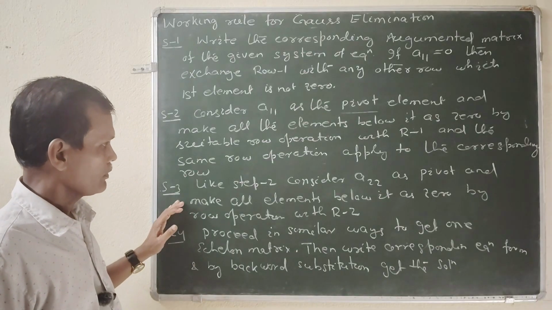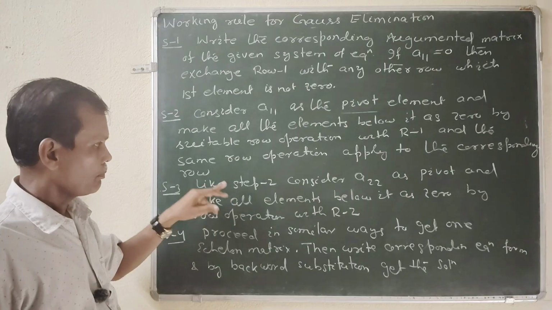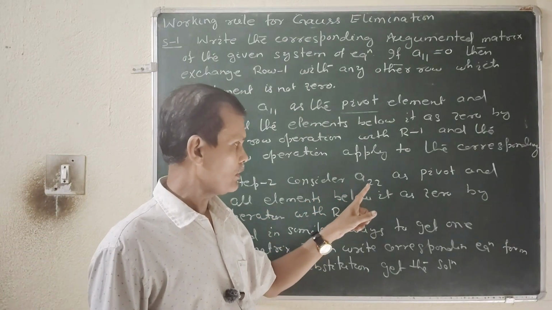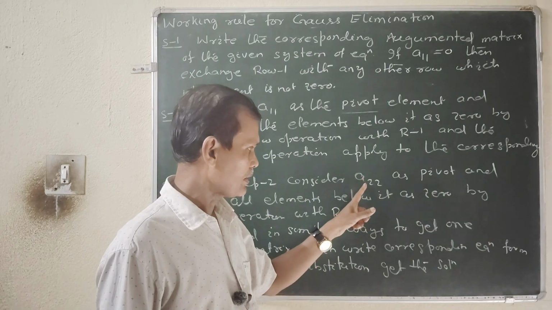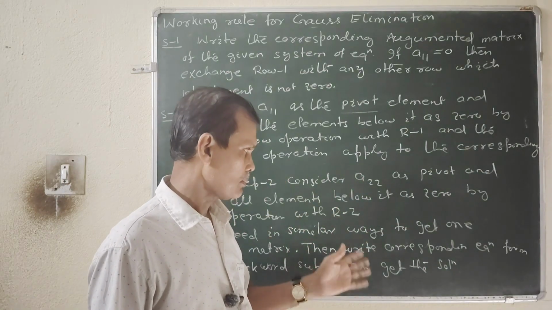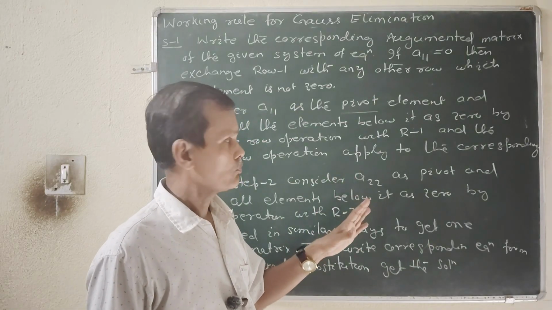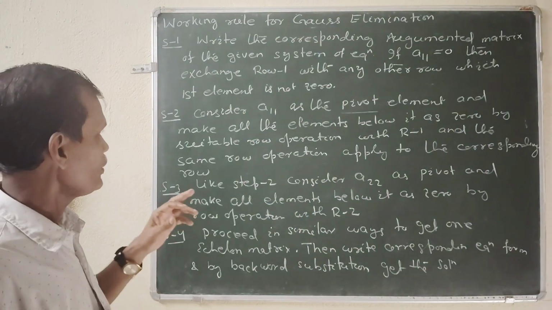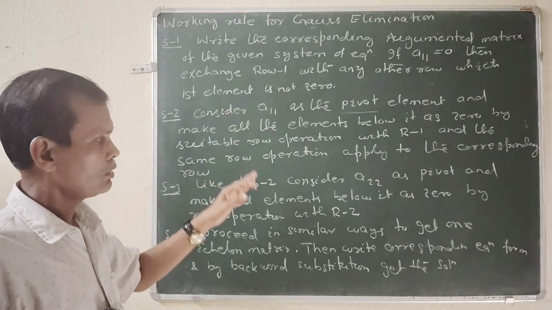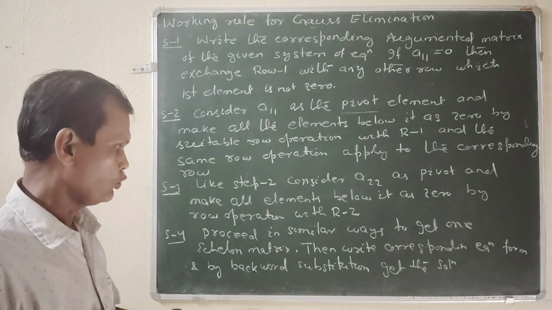Then step 3. Like step 2, we do step 3 by considering A22 as the pivot element. When we consider A22 as the pivot element, we will make all the elements below A22 as 0 again by suitable row operations, but here we will apply row 2. When we consider A11 as the pivot, we use row 1. When we consider A22 as the pivot, we use row 2.